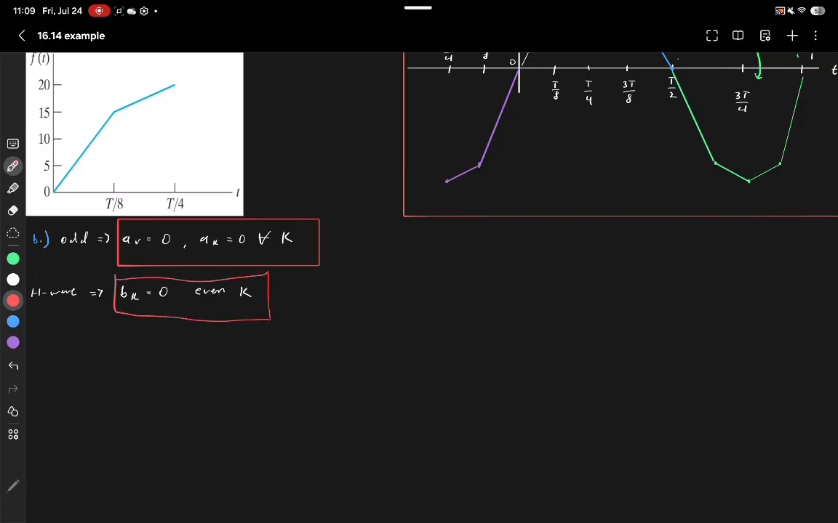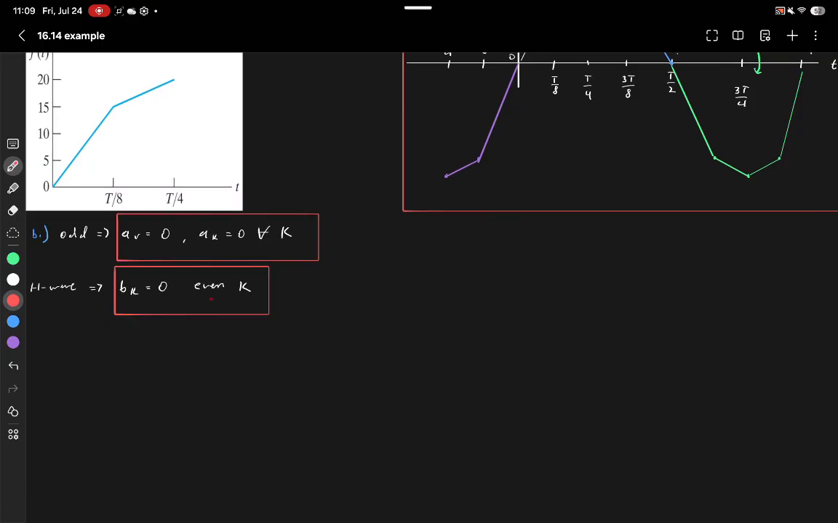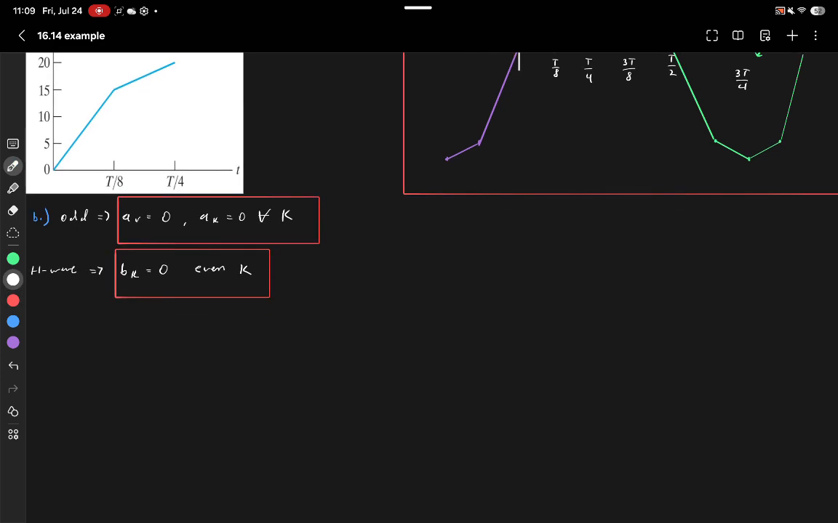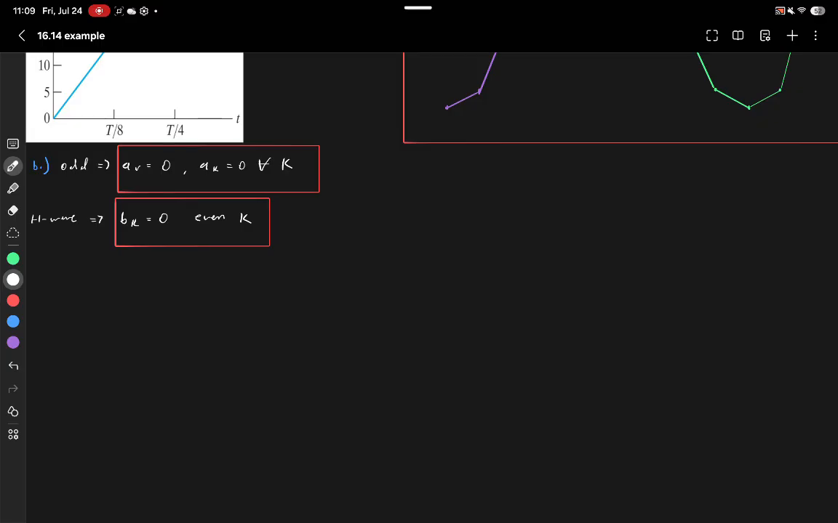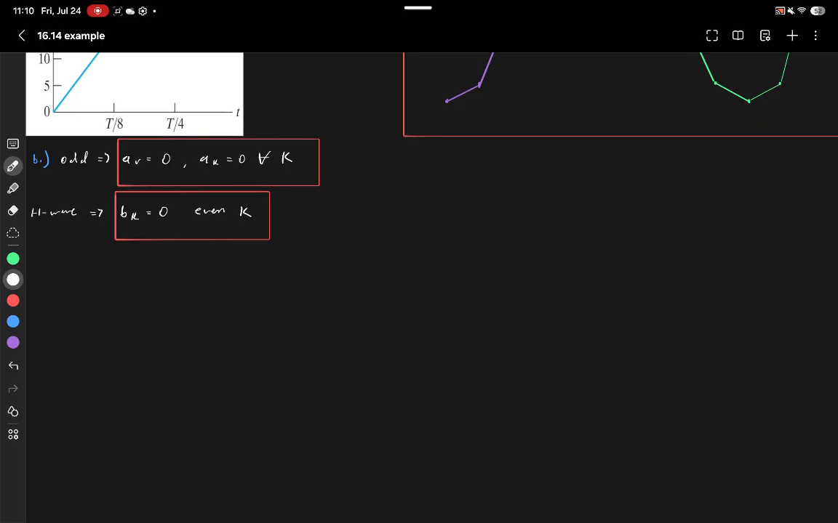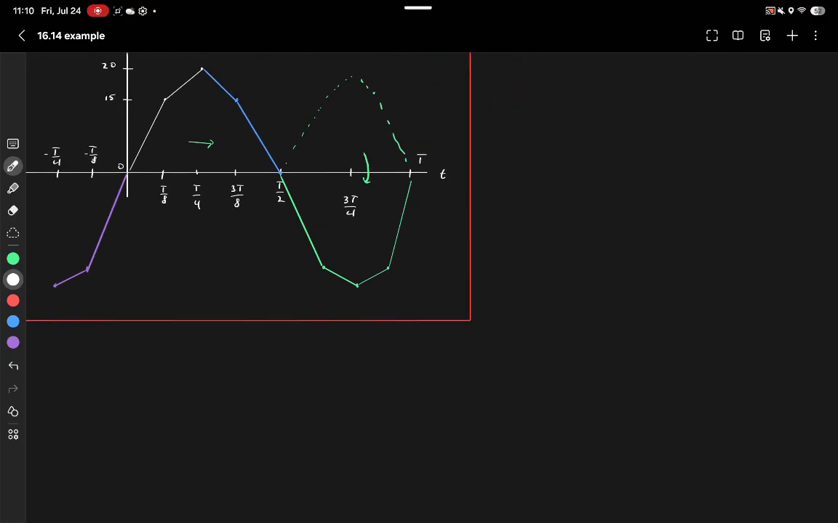That right there, knowing that the a sub k's are 0 for all k's, that would be one set of integrals and another set of integrals that we have to do for the even and odds. Done for, we don't have to do that. And now that we know that b sub k is 0 for the even k's, that's one set of integrals right there that we don't have to evaluate. So this means we just need to focus on the b sub k's for the odd values of k, which dramatically makes our lives easier.